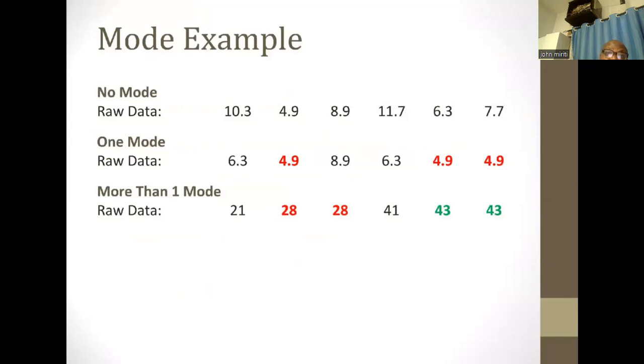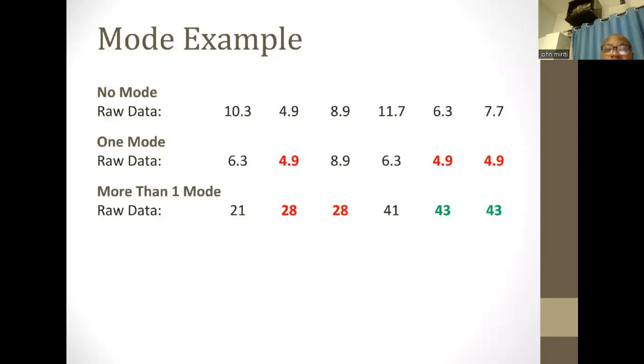We can see a mode with raw data: 10.3, 4.9, 8.9, 11.7, 6.3, and 7.7. In that one, there's nothing which is recurring. All of the numbers appear once, so there's nothing which is common. Now, in data set number 2, you have 63, 49, 89, 63, 49, 49. You can see that 49 is appearing 3 times, so it is the one which is appearing several times. That means 49 is the mode.